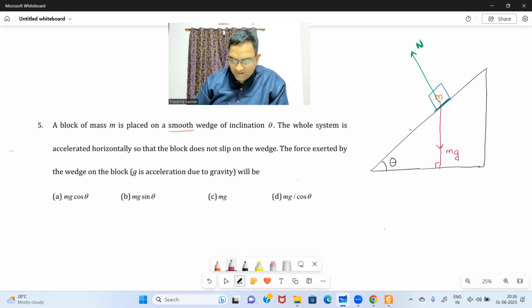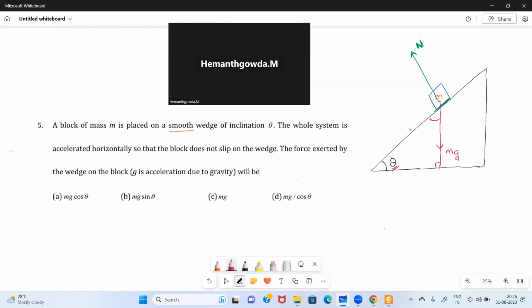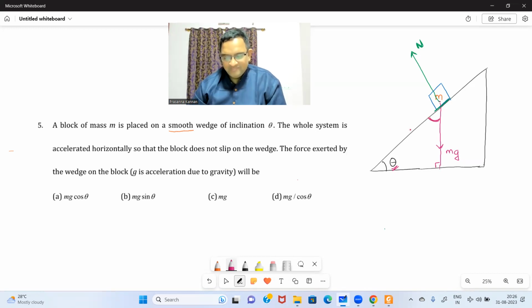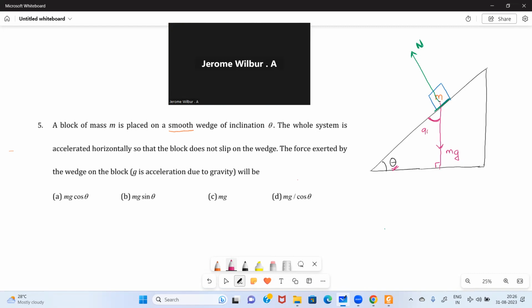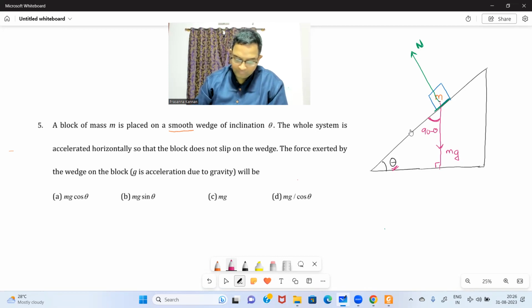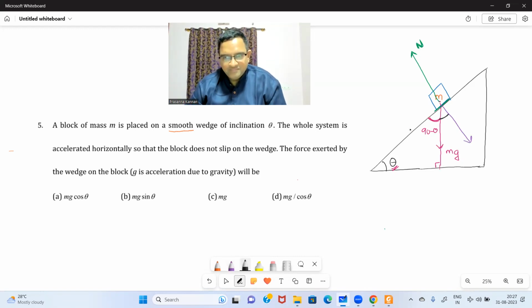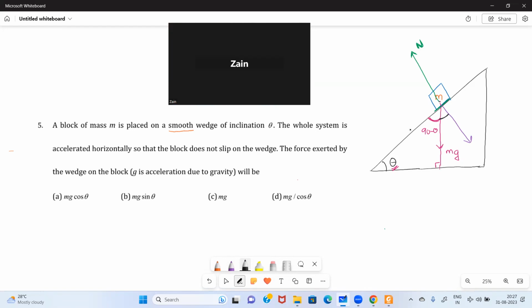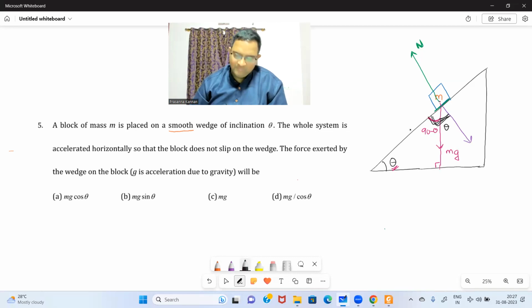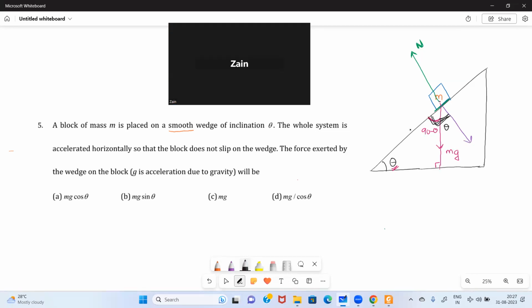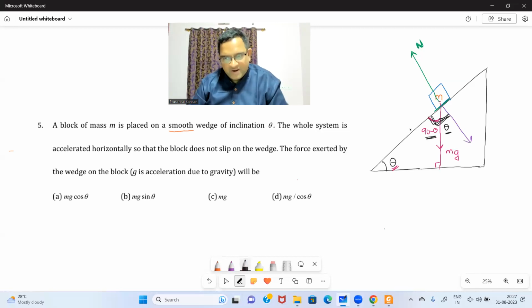So if you see, this angle is 90. If this is theta, what would this angle be? Hemant, tell me this angle. 90 minus theta. Very good. If I draw a line like this, then what will be this angle? Theta. Theta, because this total angle must be equal to what? 90. 90 minus theta plus theta will be equal to 90.